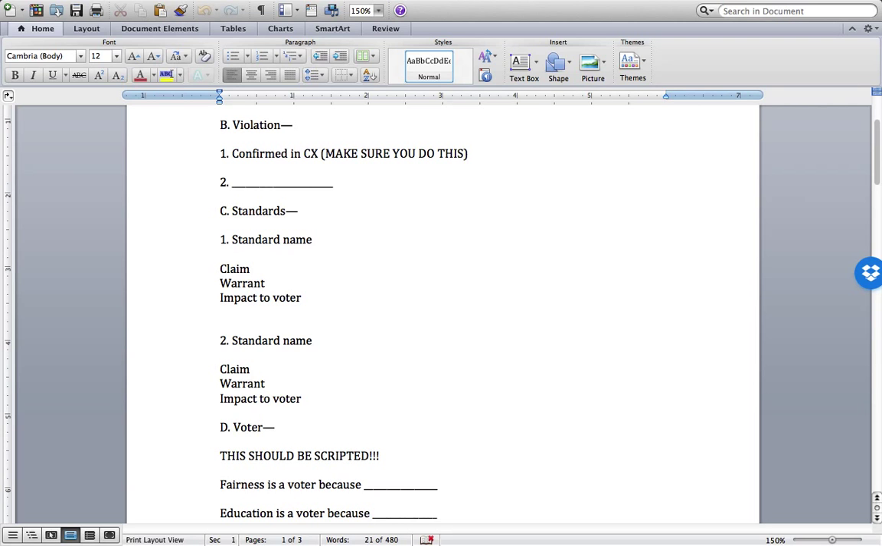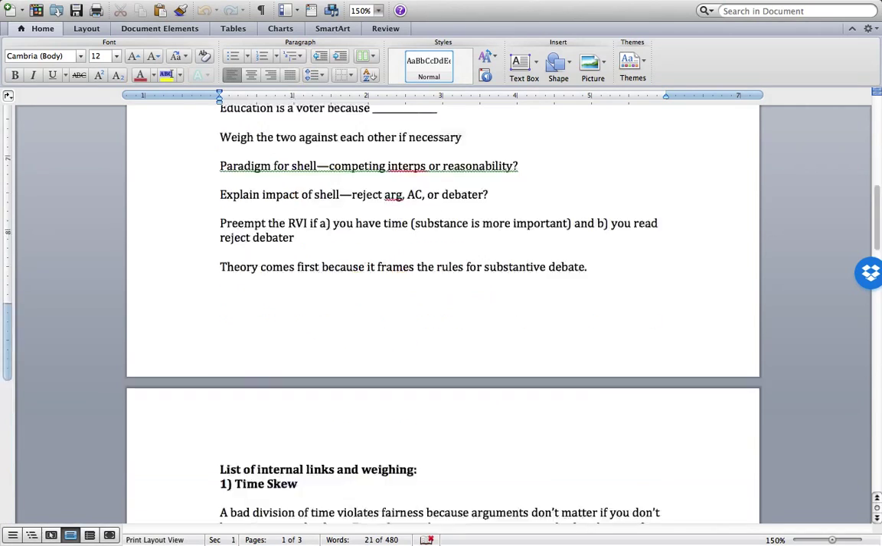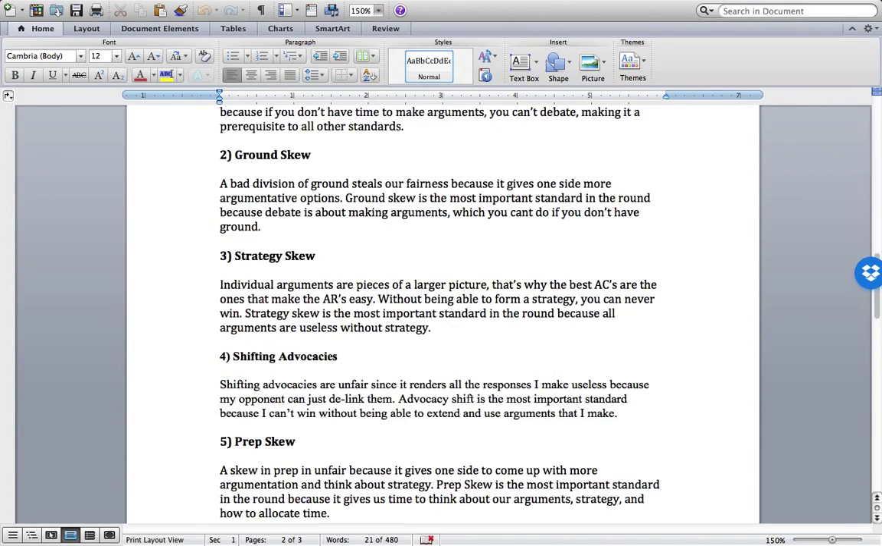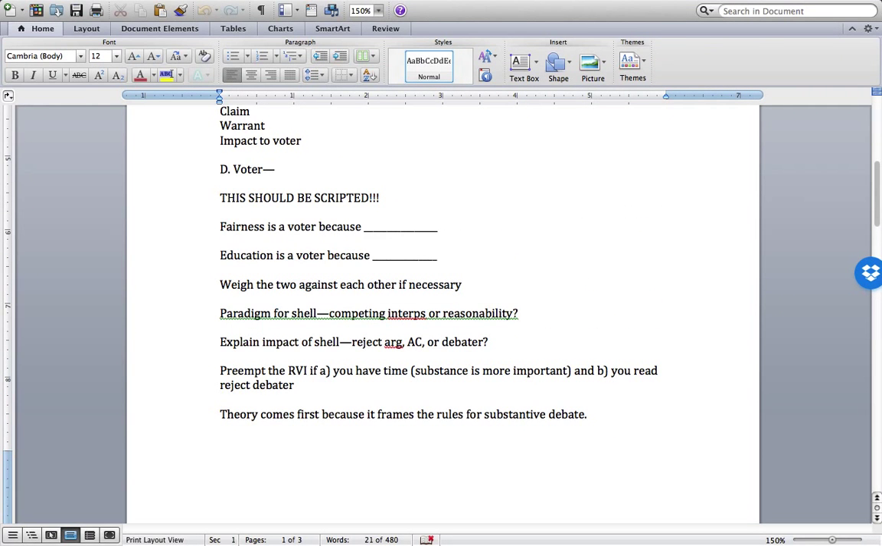Okay. And then the last part to a theory shell is the voter. Now, if for some reason you don't have it scripted out, which makes no sense whatsoever, it should 100% be scripted out, this would be the outline for the voter. Fairness is a voter because. Education is a voter because. Weigh against the two if necessary.